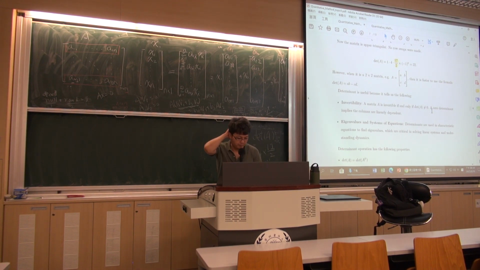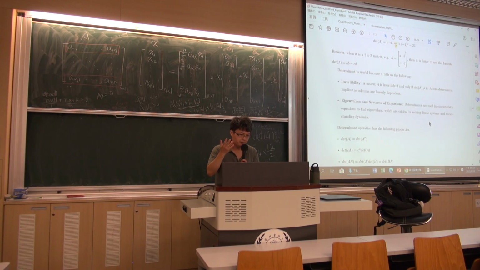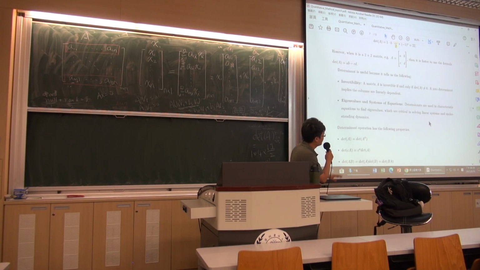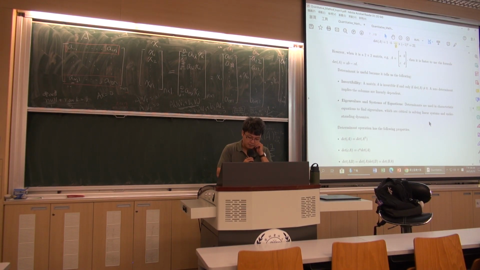Okay, so why is the determinant useful? Because it tells us that the matrix A is invertible if the determinant of the matrix A is not 0. And a 0 determinant implies that the columns are linearly dependent. So these are like the two sides of a coin.